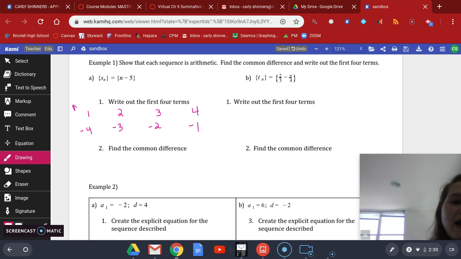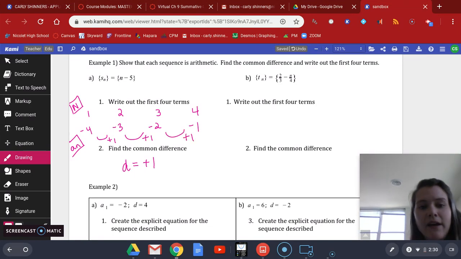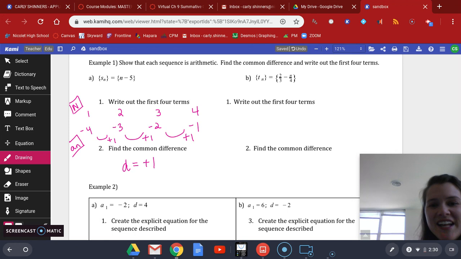So here are my n's up there. Here are my a sub n's down there. And obviously this is arithmetic because my common difference is a positive 1, right? I'm adding 1 each time. You can see, right? Sure you can. Alrighty, so that's how that works.